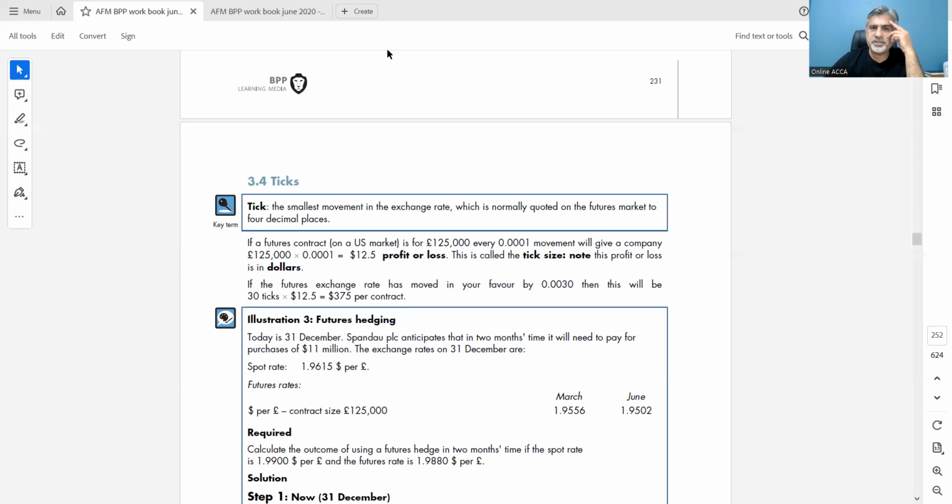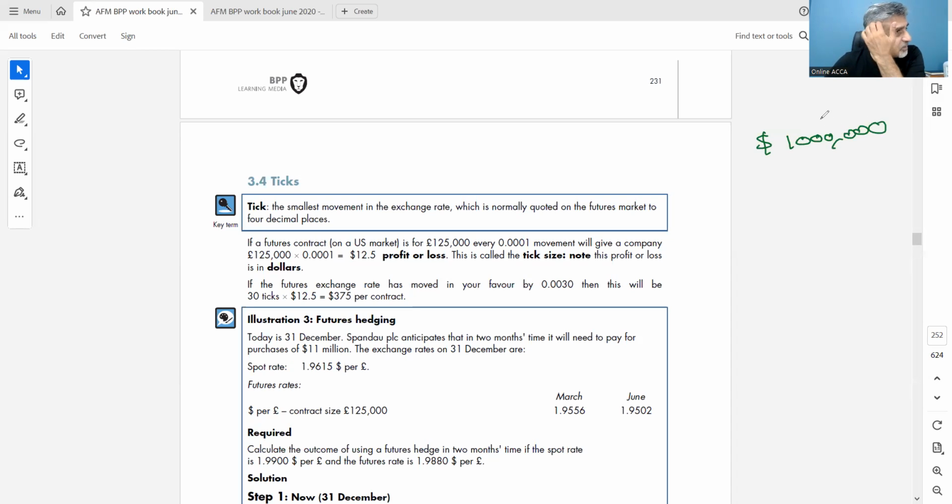Okay, some terminology which you need to first understand. Number one is that there is an amount which you have to protect. Let's suppose that you want to protect yourself like $1 million.